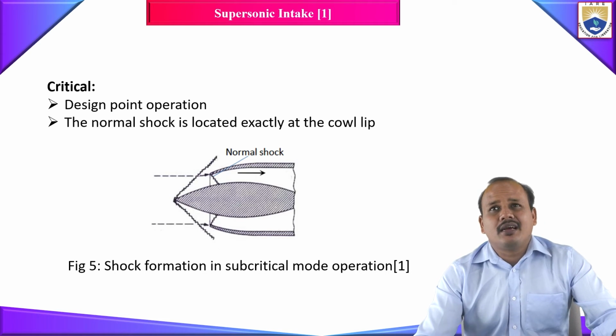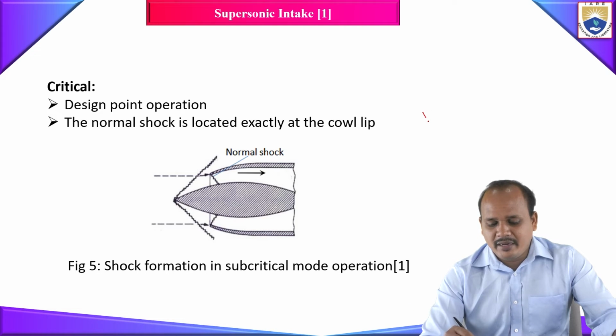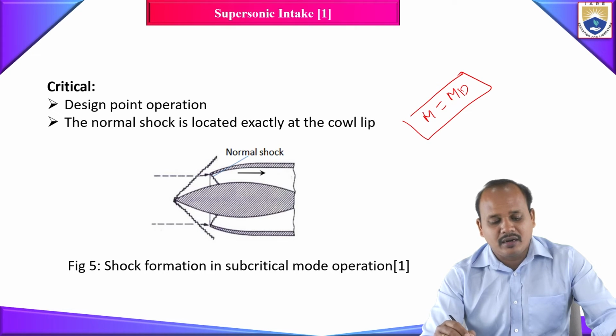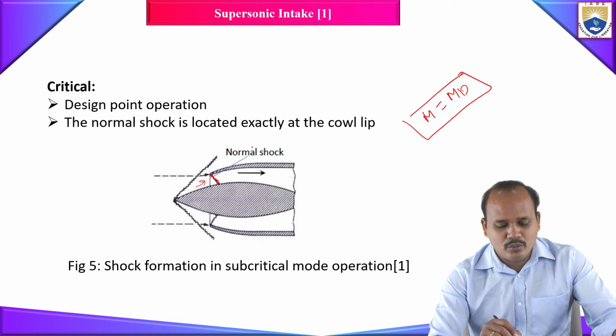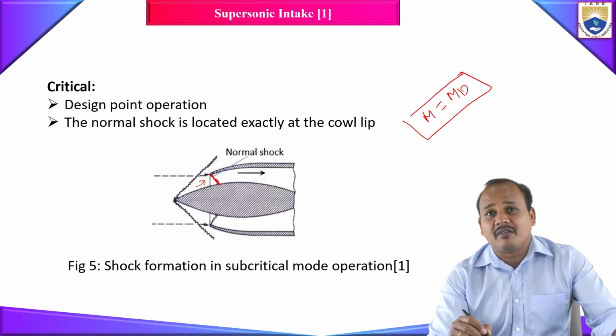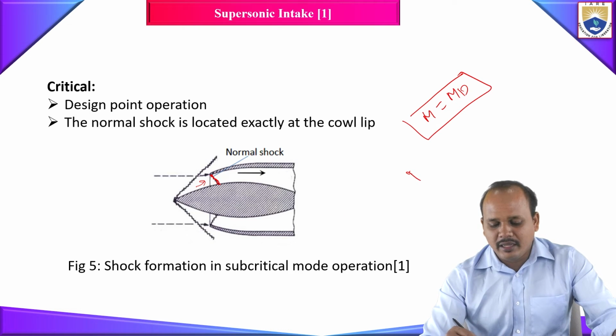Now, what is this critical design mode of operation? Basically, if my flight Mach number is equal to the design Mach number, that is what we call the critical mode. During this critical mode of operation, the normal shock wave will form exactly at the lip of your intake. So whatever the flow, it will be completely entering. You won't have any spillage, and the normal shock wave also will form at the location where your Mach number is least.